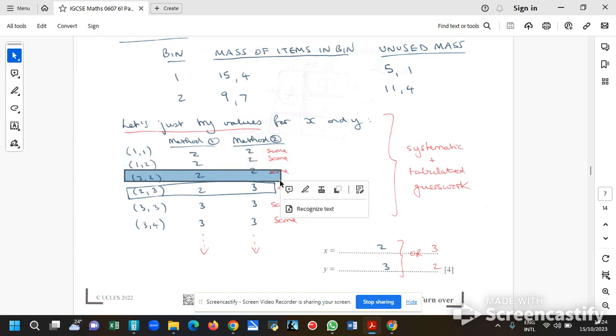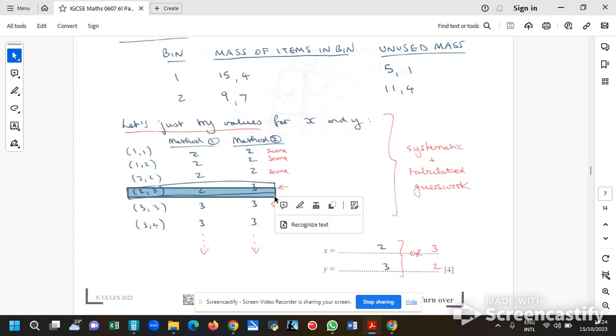When X is 2 and Y is 2, it's also 2, 2. Both of the methods are the same. But for 2 and 3, you get this rather odd result, that method 1 uses fewer bins. So I think that must be the answer, because it said the answer. It didn't say an answer or all answers. It just said the answer. So I think that's it.